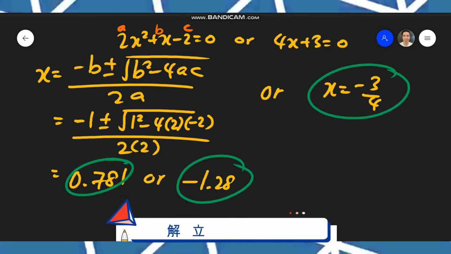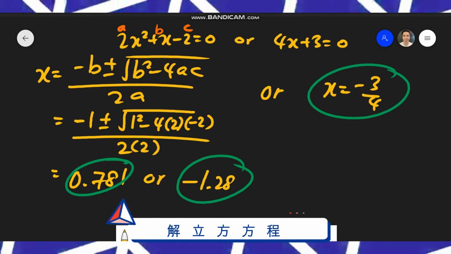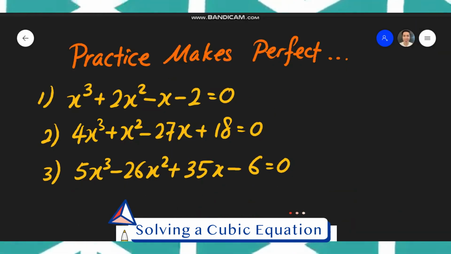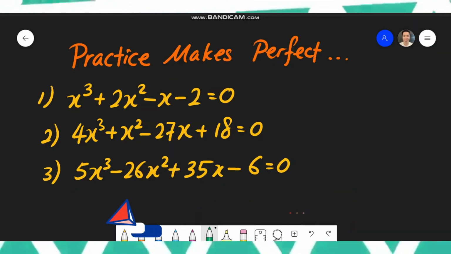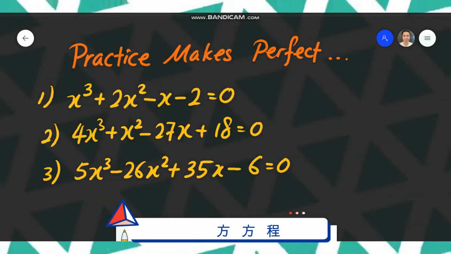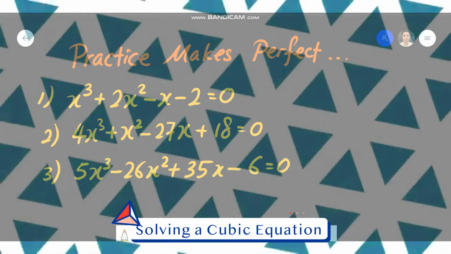Next, I have prepared some questions for you all. As we know, we need to do a lot of practice. Practice makes perfect. Here are the 3 questions, and you may try all of them and leave your answers in the comment below. Happy trying.